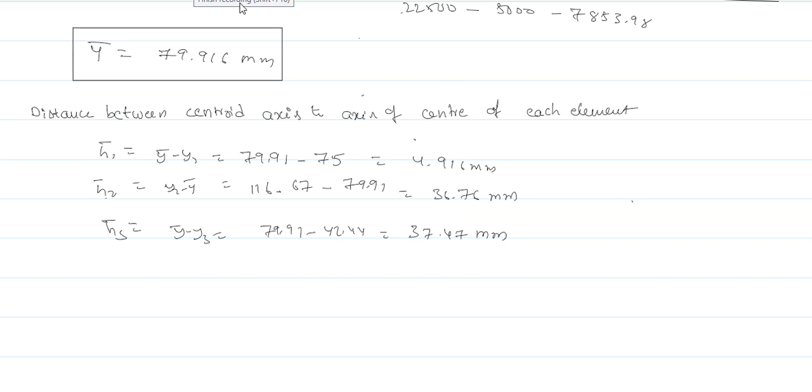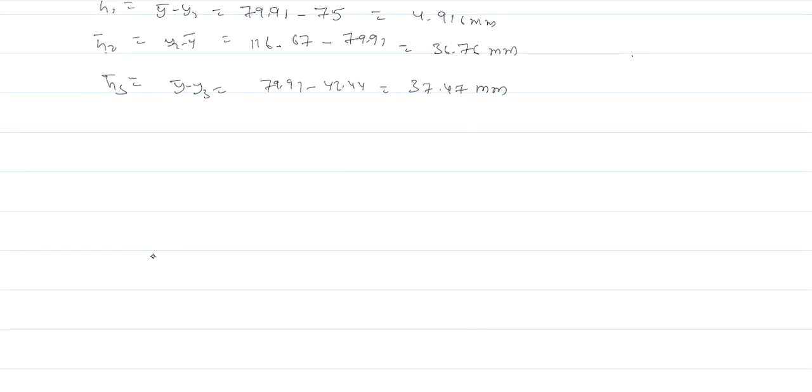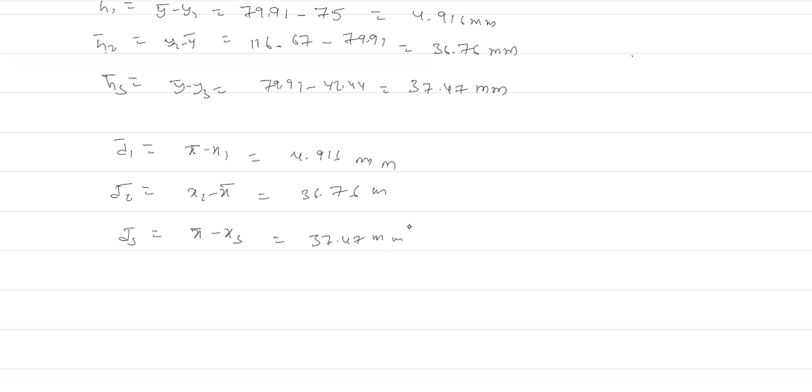Similarly, distance between the centroid axis of x and x bar, so that is d1 bar is equal to x bar minus x1, d2 bar is equal to x2 minus x bar, d3 bar is nothing but x bar minus x3. So if you substitute the values, you will get the same values because x bar, x1, everything will be same. According to the diagram, you will get similar values, 37.47 mm. Dimensions are very important. Don't forget to write the dimensions, that is d1 bar, d2 bar, d3 bar.